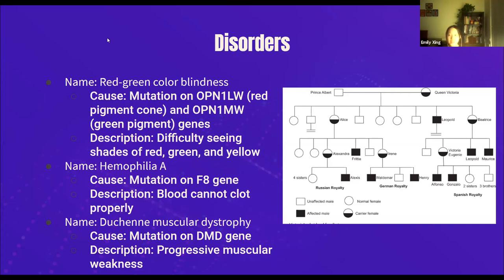So, hemophilia A is a very famous example of X-linked recessive. It's a mutation on the F8 gene, and basically blood cannot clot properly. So if you get a cut or something, your blood cannot stop itself from flowing, and you just basically lose all of your blood.